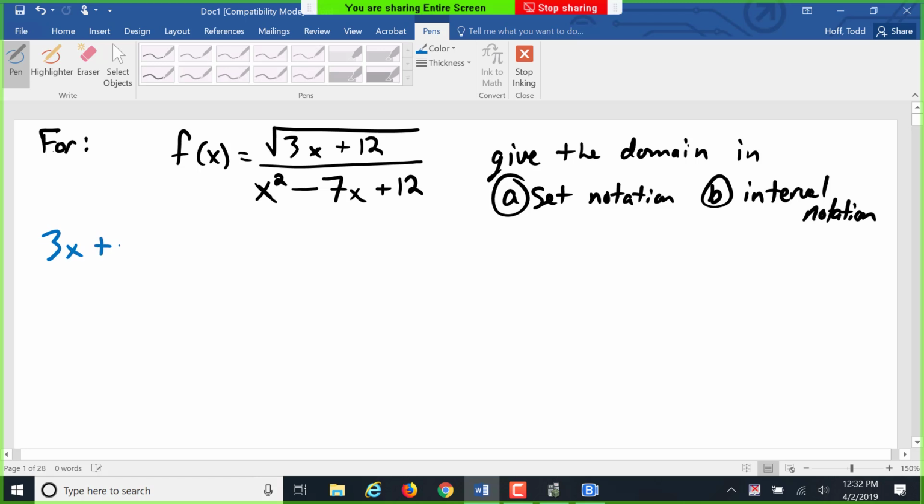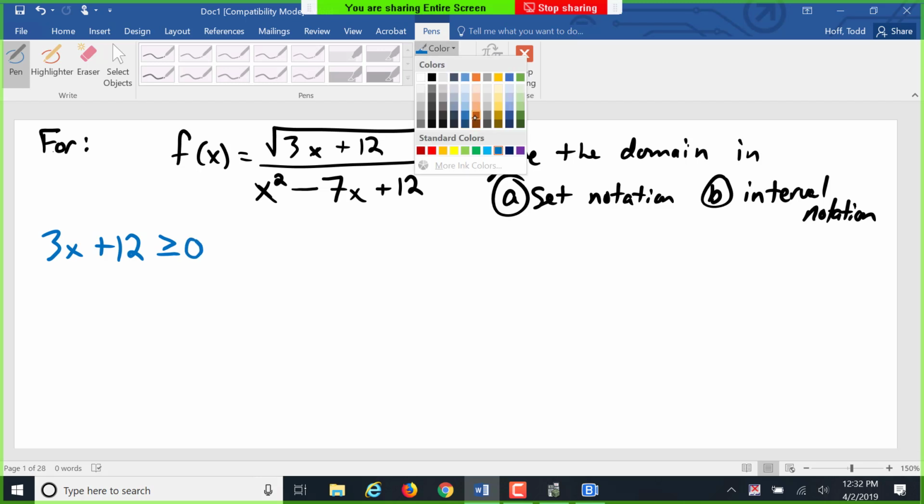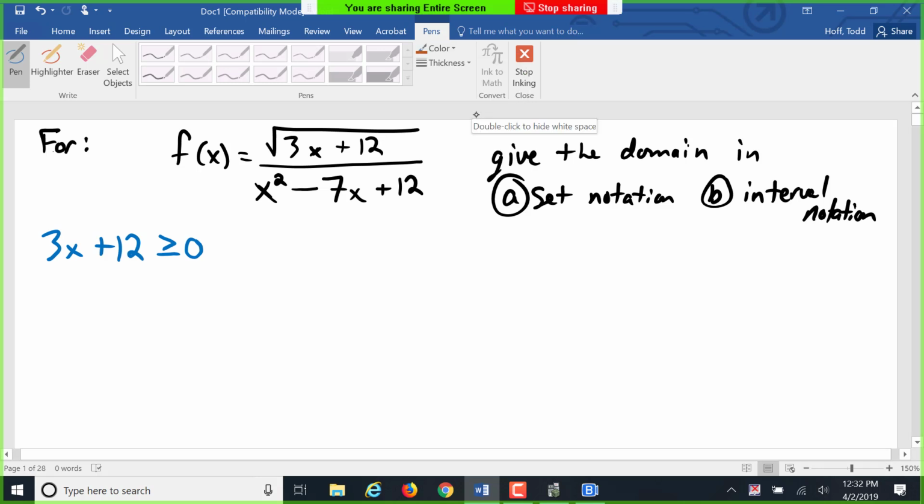Since the number inside that square root has to be positive, that's telling us that 3x plus 12 has to be greater than or equal to 0. Now, technically, I shouldn't say it has to be positive. It has to be non-negative. 0 is not considered a positive number. It's non-negative.